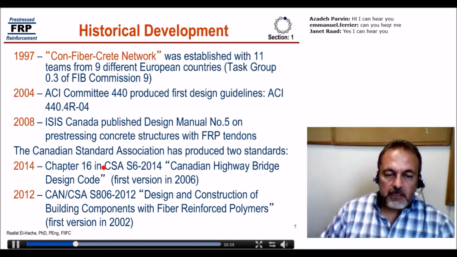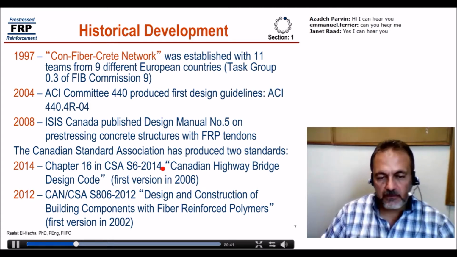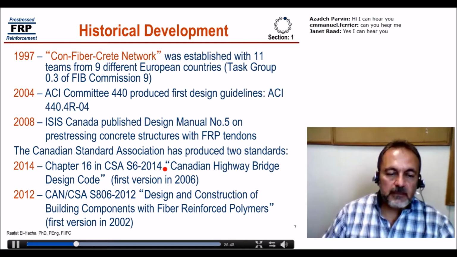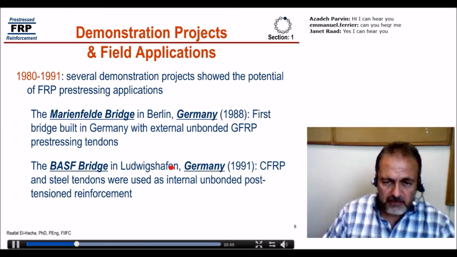We do have a Canadian code. As I mentioned, this is the only North American code, the Canadian Highway Bridge Design Code. The first version was in 2006. The latest one is 2014. There's a chapter 16 devoted to the use of FRP in new construction and for strengthening. And then we have a complete code for buildings. This is the Canadian one. The Americans have the guideline: the ACI 440 Committee on Pre-stress FRP has a design guideline.